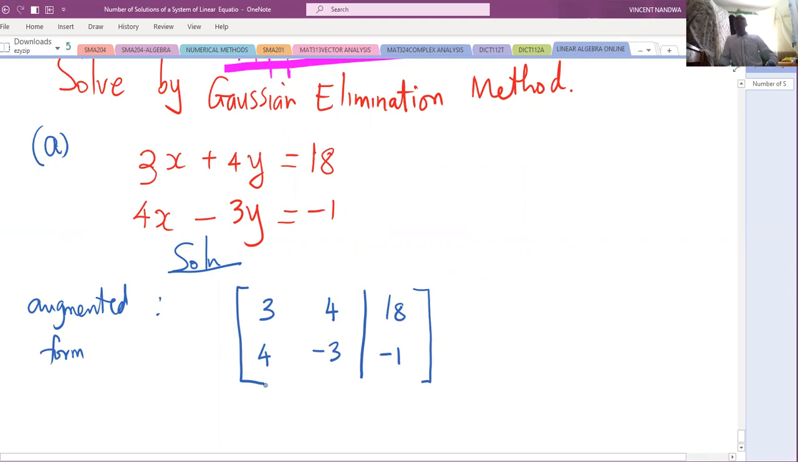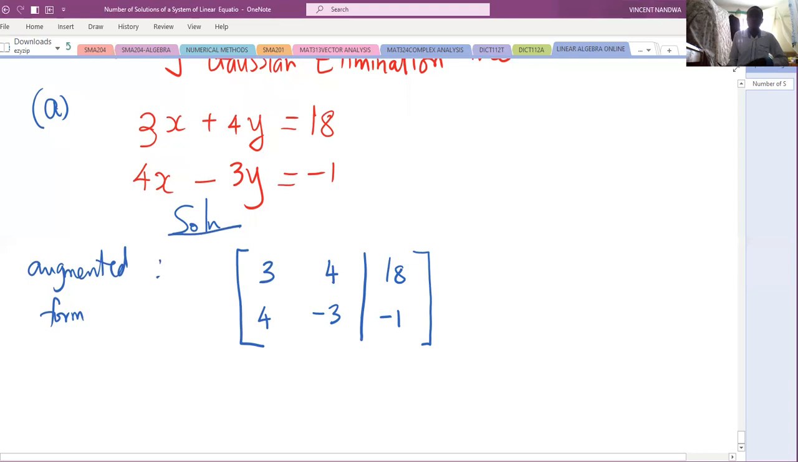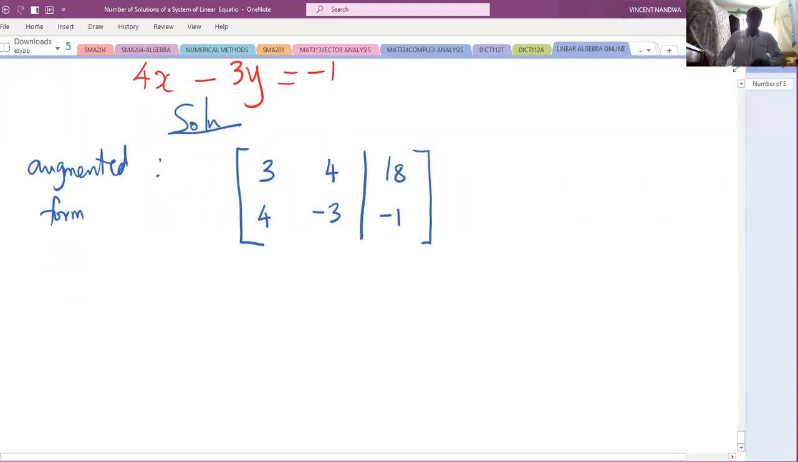And then step 2 is to use elementary operations to reduce the system into row echelon form, or to arrange the augmented matrix in row echelon form. So remember, because this system involves 2 equations, the row echelon form structure should be 1, and then 0, 1. So this should be the structure, the staircase. So we have 3, 4, 4, minus 3, and then we have 18, and then -1.